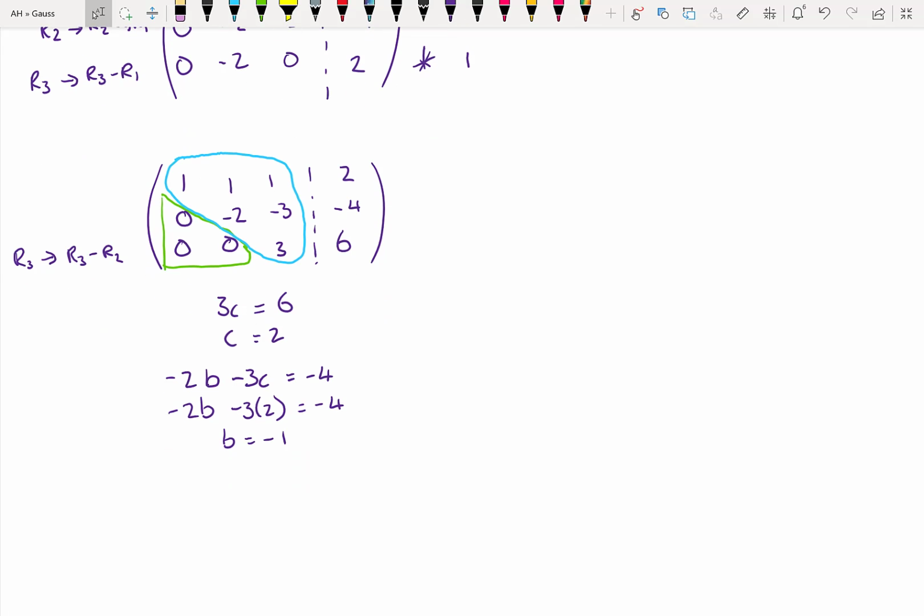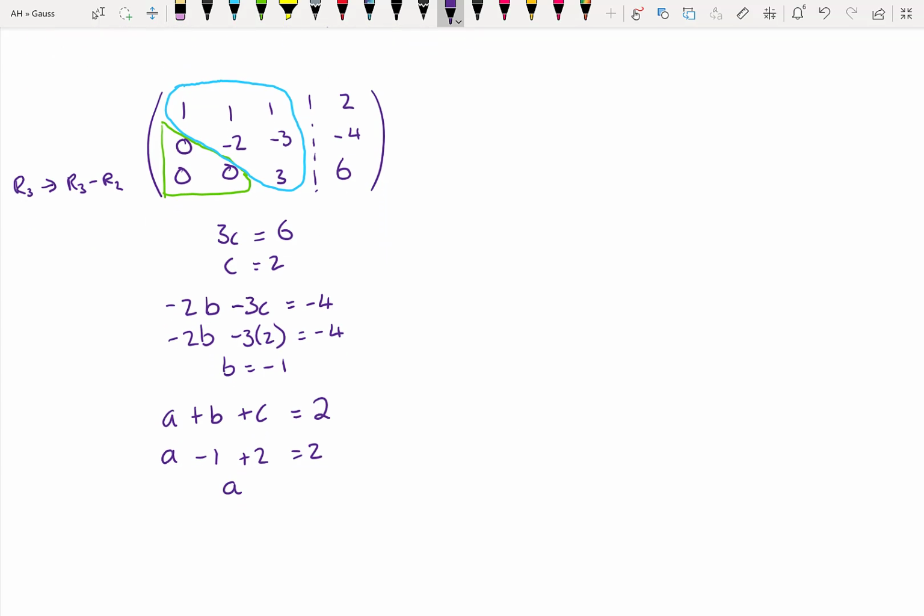And then finally, taking my top line, I've got A plus B plus C is equal to 2. And so again, I've got A minus 1 plus 2 equals 2. A is equal to 1. And so we've got our 3 answers, C, B, A. Okay, that is all we are looking for you to do.